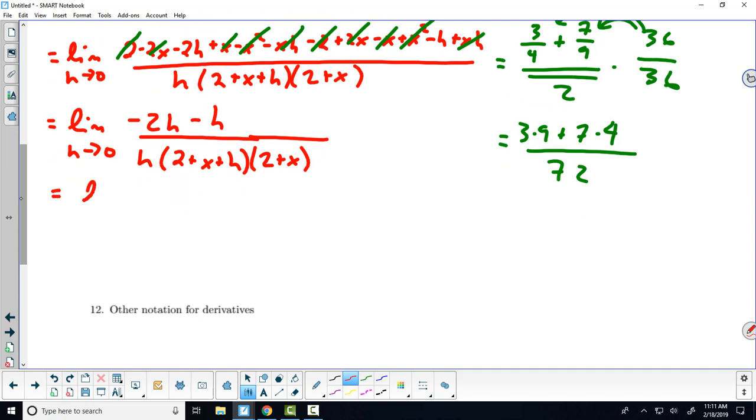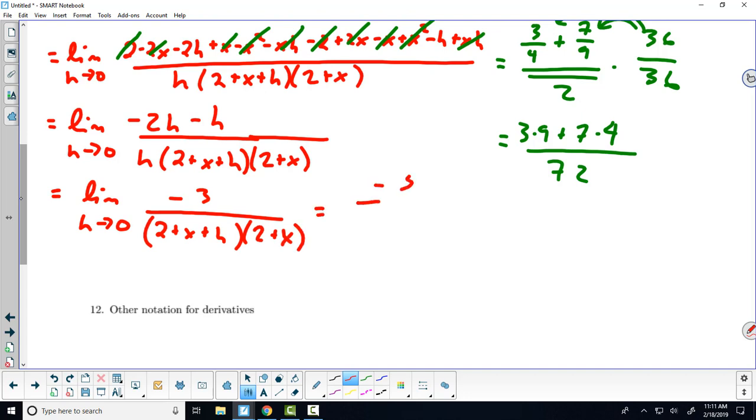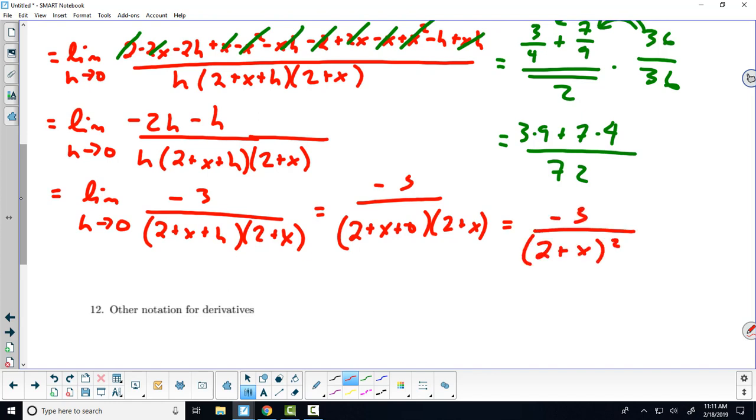When things clear, we get the limit as h approaches 0 of minus 3 over (2 plus x plus h) times (2 plus x). I can now evaluate this through direct substitution. I get minus 3 over (2 plus x plus 0) times (2 plus x), which equals negative 3 over (2 plus x) quantity squared. That's how that cleans up.